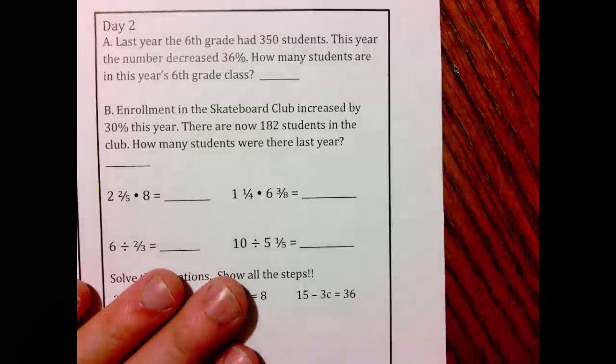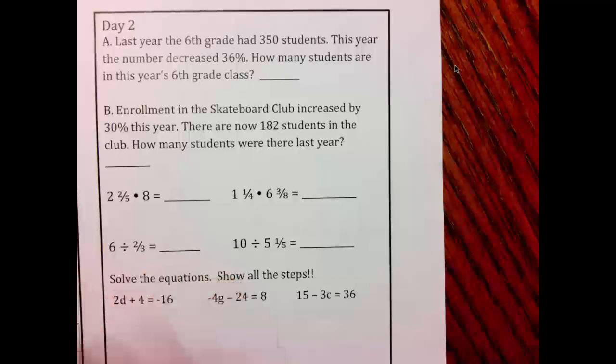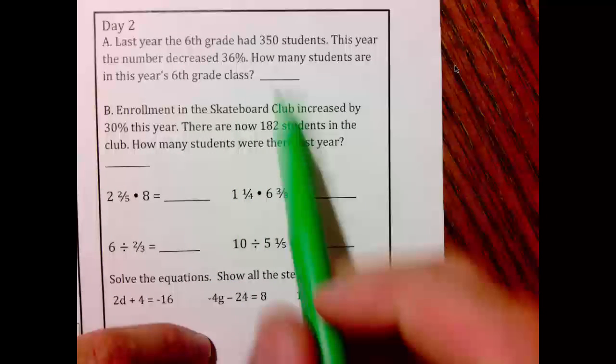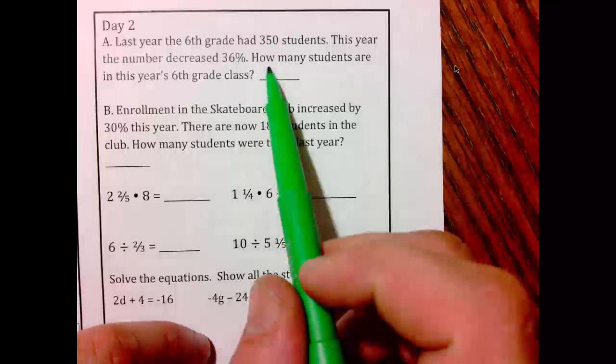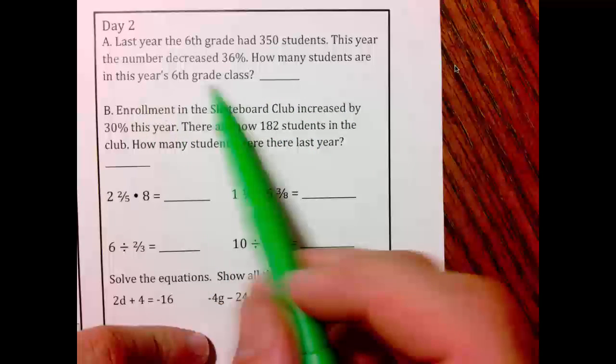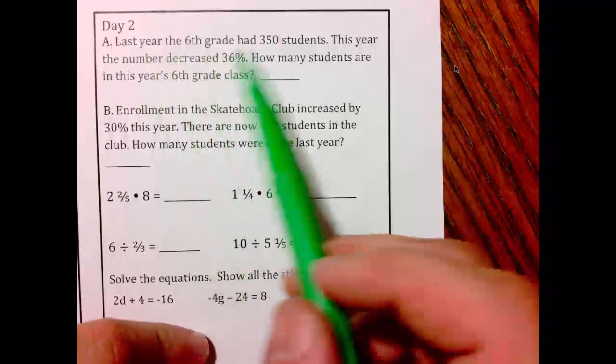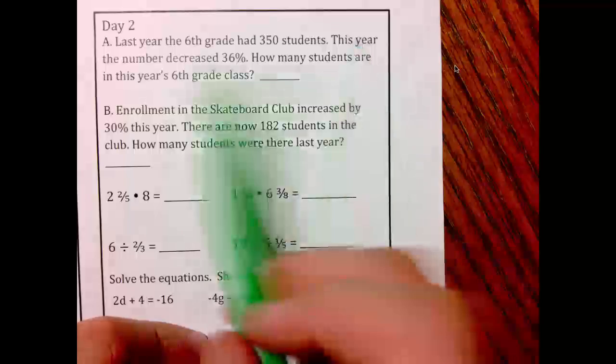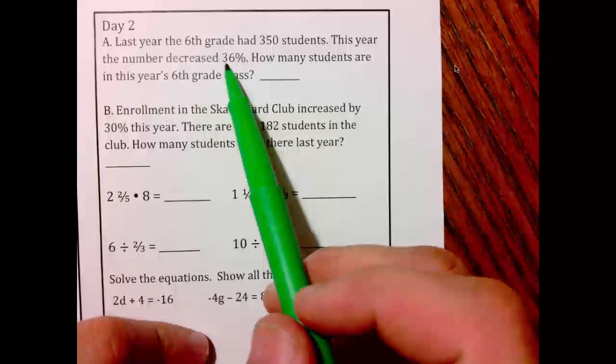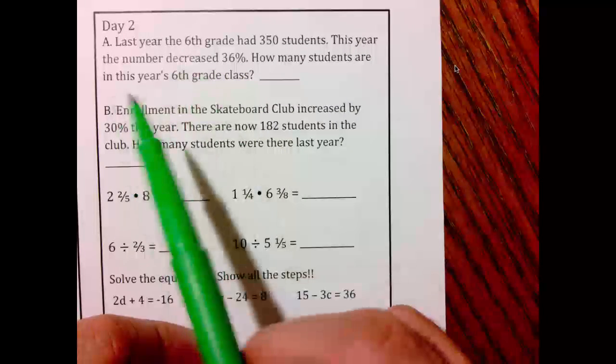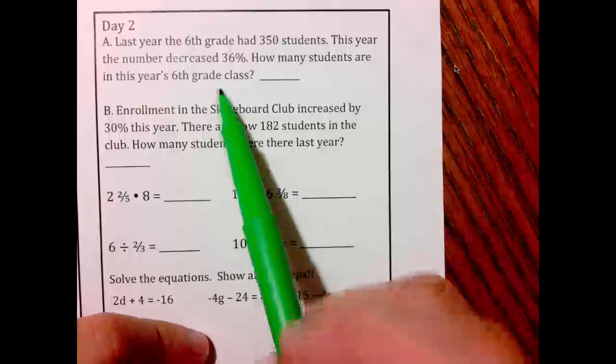Day 2. Looking at the first problem, I get to the question sentence first. How many students are in this year's 6th grade class? Last year, the 6th grade had 350 students. This year, the number decreased 36%. Decrease means it got less. How many students are there this year?